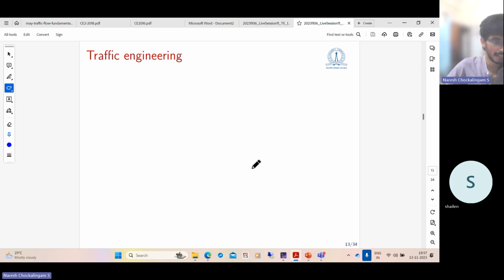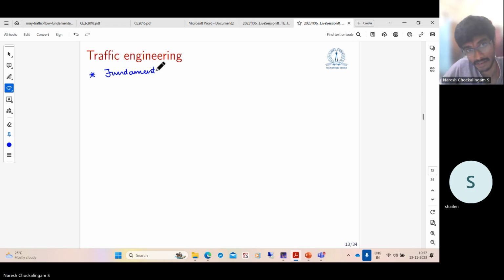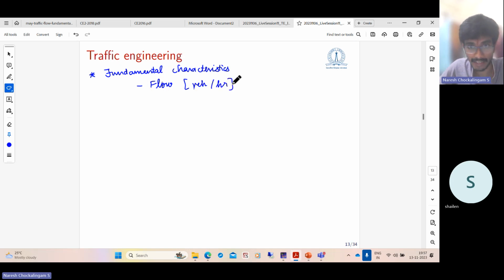Traffic engineering is quite simple, as I said earlier. There are only three fundamental characteristics of traffic flow. If you have a road and you want to characterize the traffic flow on it, you just need three parameters. One is the flow, which is a measure of the volume of vehicles: how many vehicles are passing through? It is measured in vehicles per hour, and it is measured at a point.